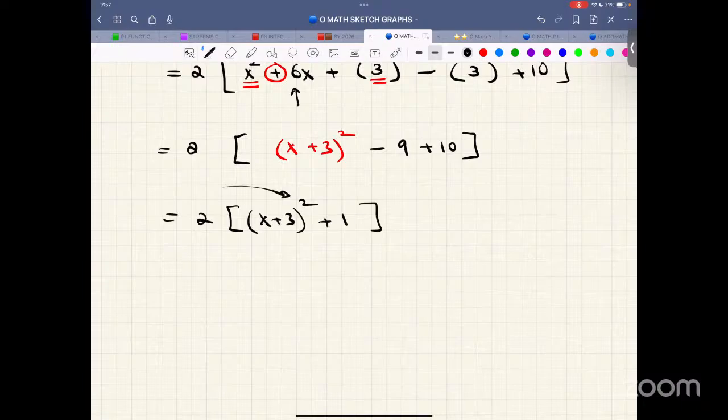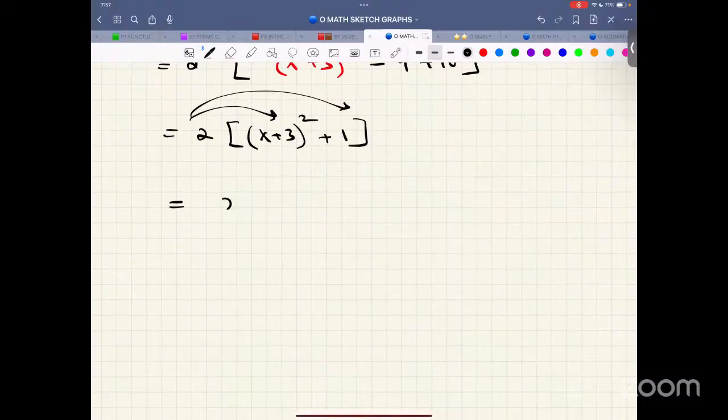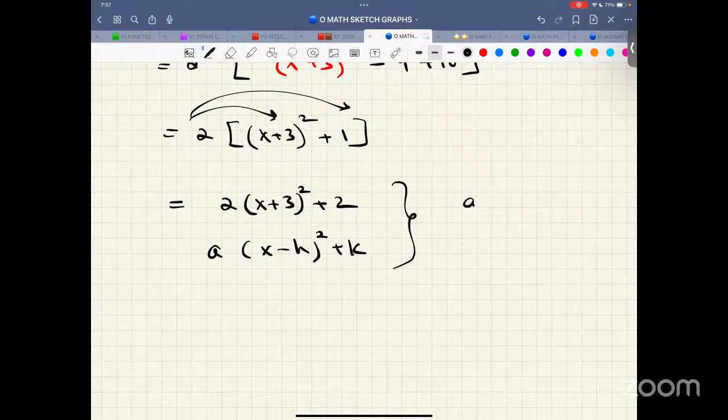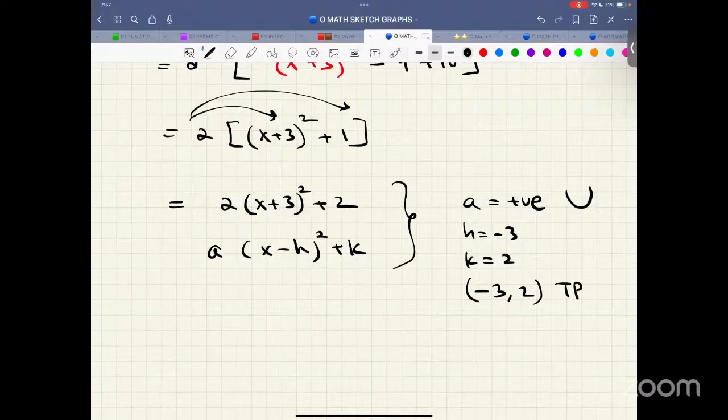Now open it up. This 2 gets multiplied with this and this. Some people miss it out. That is 2(x plus 3) whole square plus 2. Now this is of the form a(x minus h) whole square plus k. So a is positive, that's the shape. h is negative 3 and k is 2. So negative 3 comma 2, that's the coordinate of the turning point.